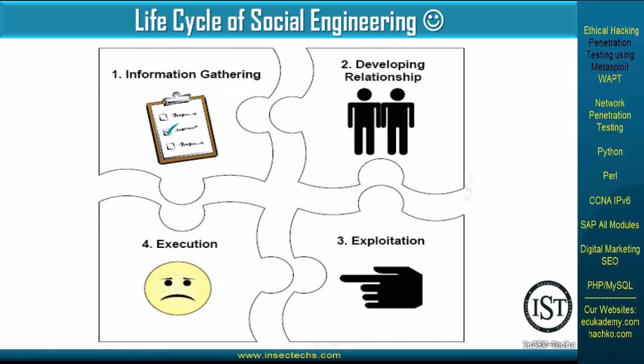So this is the life cycle of social engineering. The first phase in social engineering is to gather as much information as possible about the target, maybe regarding a company or maybe an individual. Based on the information, we need to figure out the vulnerabilities or weaknesses. With that we can start building the relationship, and we need to exploit that particular weakness, and finally we can easily succeed in the social engineering.